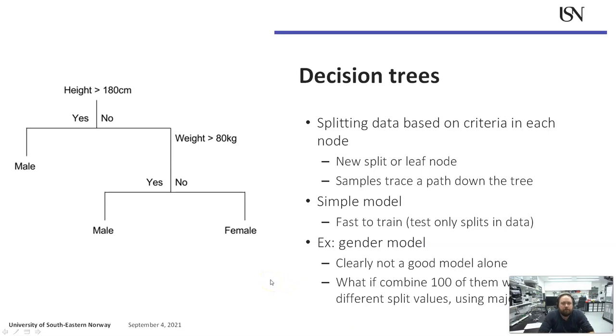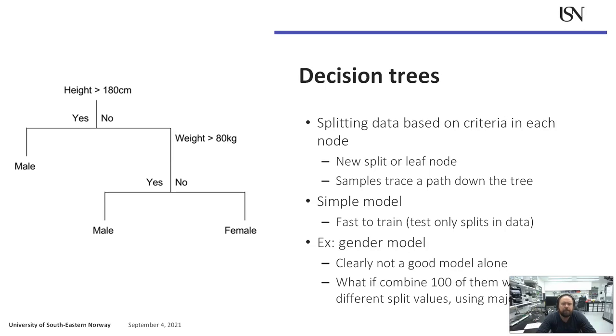So as an example of a decision tree, if you look at this image to the left here, this is obviously a model that tries to classify if a person is male or female. And it does that by first testing if the person is above 180 centimeters, in which case it will classify the person as a male. If this person is less than 180 centimeters, it will check the person's weight. If the weight is above 80 kilograms, it will classify as male. Otherwise, it will classify as female. So clearly, this is a very poor model. I'm sure everyone can think of some person which would then be misclassified by this model.